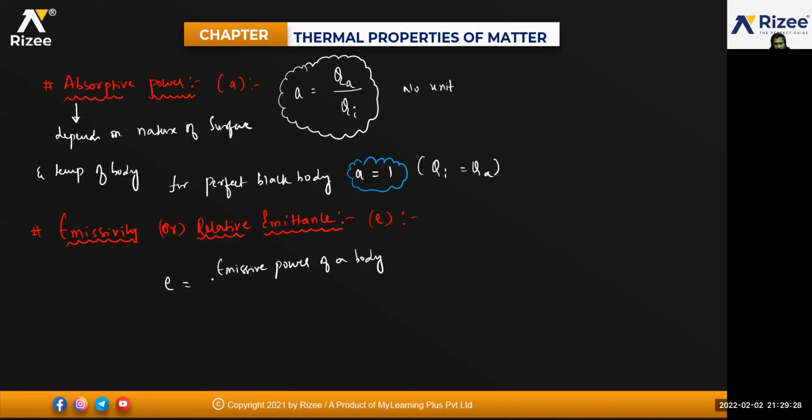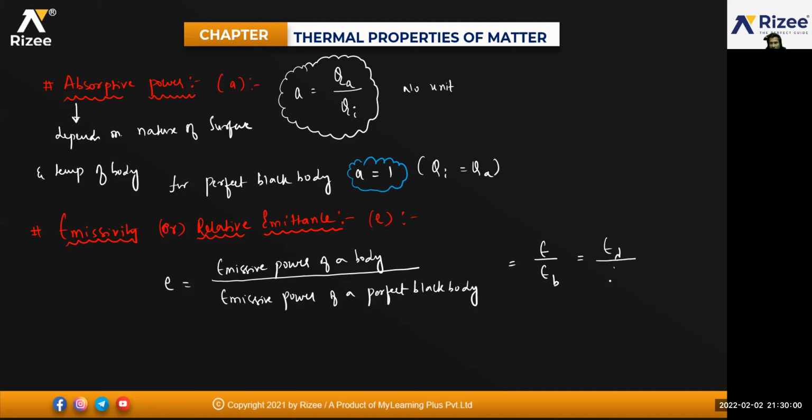That means it is the emissive power of the body divided by the emissive power of a perfect black body, which is called emissivity. So the ratio of the emissive power of a body divided by the emissive power of a perfect black body is called emittance. That means it is E divided by the emissive power of the black body, or else the energy at a given wavelength divided by the energy at a given wavelength into some constant B.